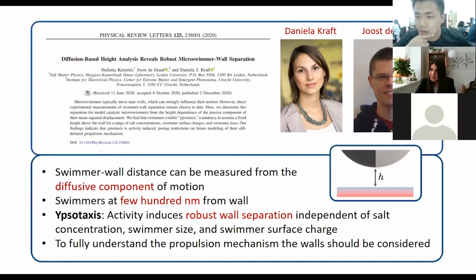So we have never done experiments with other kinds of swimmers. Which theory do you mean? You mean when it comes to the propulsion, or whether we expect that these particles will also have an ipsotactic behavior? I didn't understand the question. I mean the height between the particles and the slide.